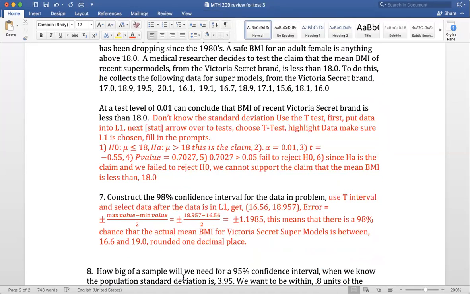And then again, constructing the confidence interval, put the data into list 1, and then follow the t-interval with L1 as your list, and a C level in this case of 0.98. And we get 0.1656 to 18.957.